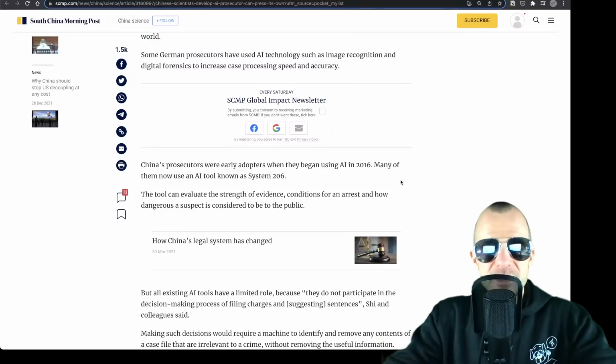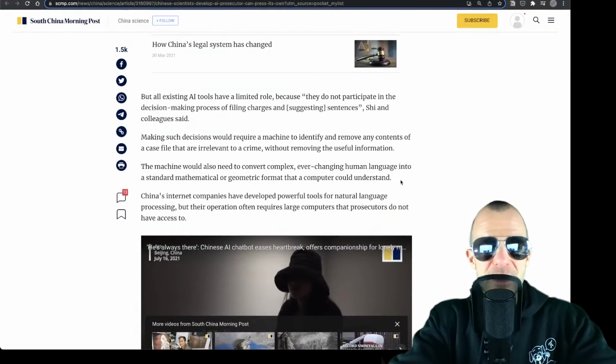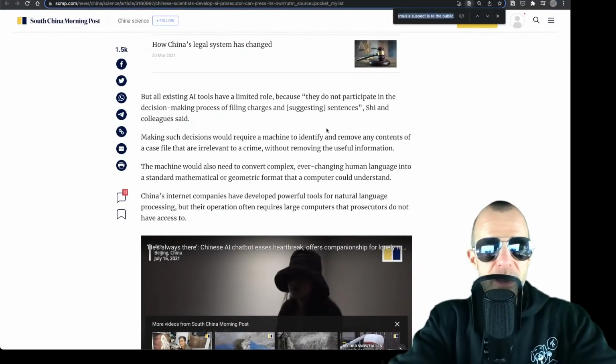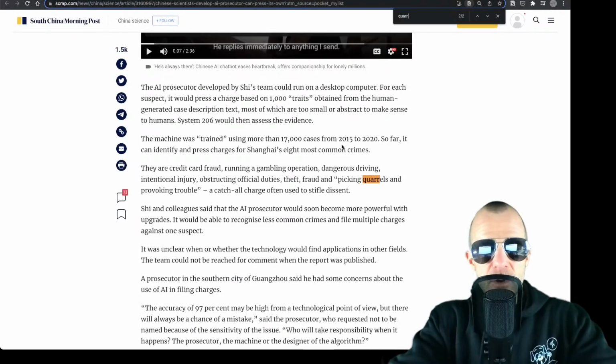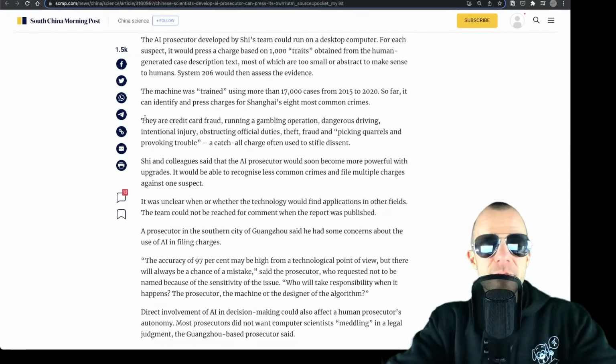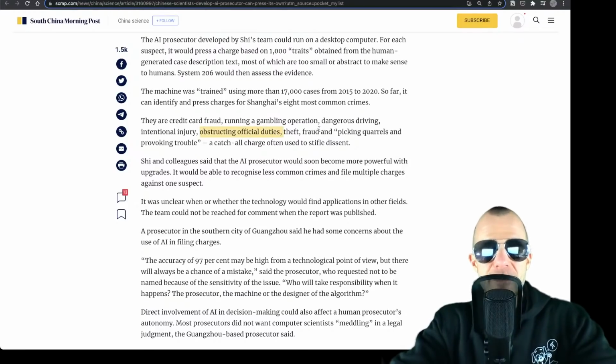So this has also been done in the US. There were big stories about systems that assess how likely criminals are to be repeat offenders. And now this system right here is a system that apparently is able to identify charges. So if you look for quarrels, these are the things that it recognizes: credit card fraud, running a gambling operation, dangerous driving, intentional injury, obstructing official duties, theft, fraud, and picking quarrels and provoking trouble.